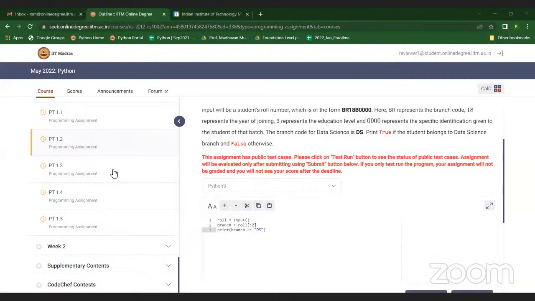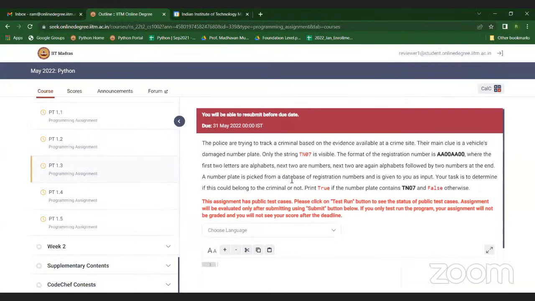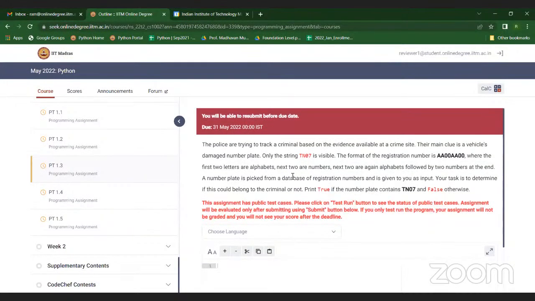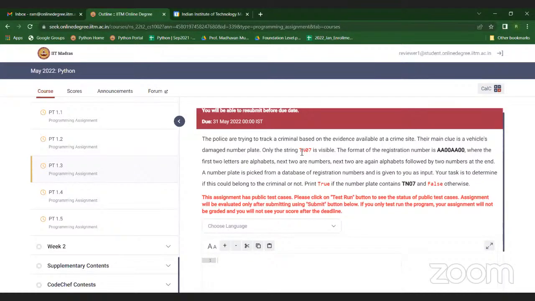So now we'll try solving this PT 1.3. This one is also similar to the previous one, except that here what we should be doing is, you know that the criminal number plate is TN07, only that part. So we should be running through the registration number, and if it has the TN07 in it, that too, it should not just be there, it should be there in the first 2 alphabets.